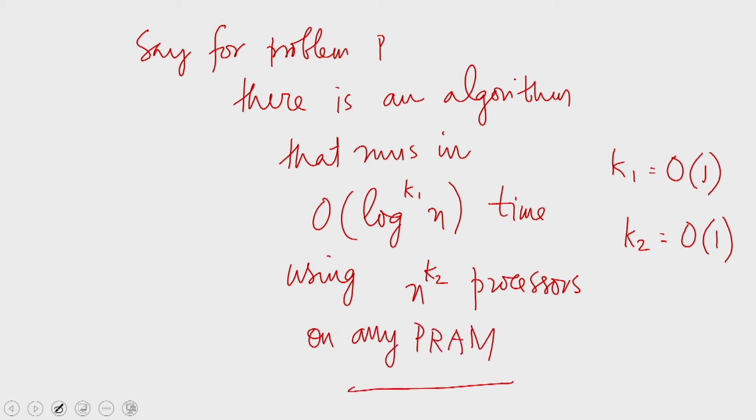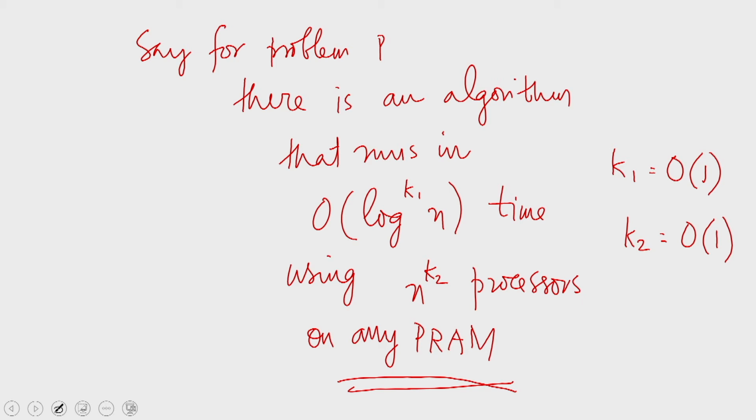Now, this definition is independent of the variant of the PRAM. That is because all models of PRAMs can simulate each other in polylogarithmic time using a polynomial number of processors. That is, even if you have an algorithm that runs on a priority CRCW PRAM, it can be simulated on an EREW PRAM using a polynomial number of processors in polylogarithmic time.